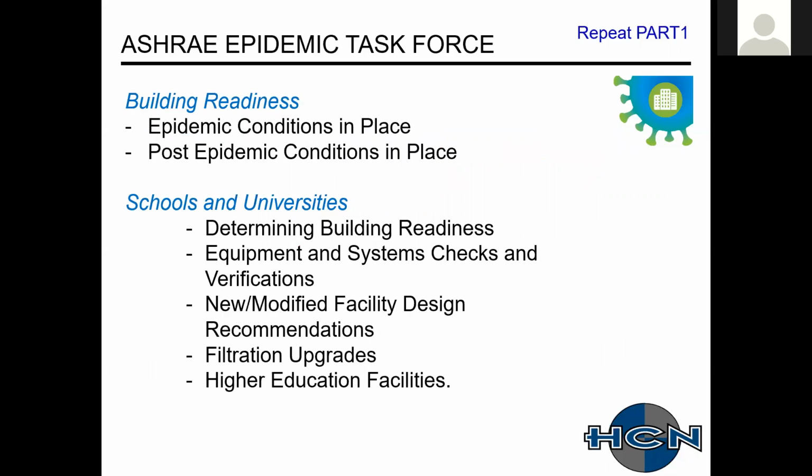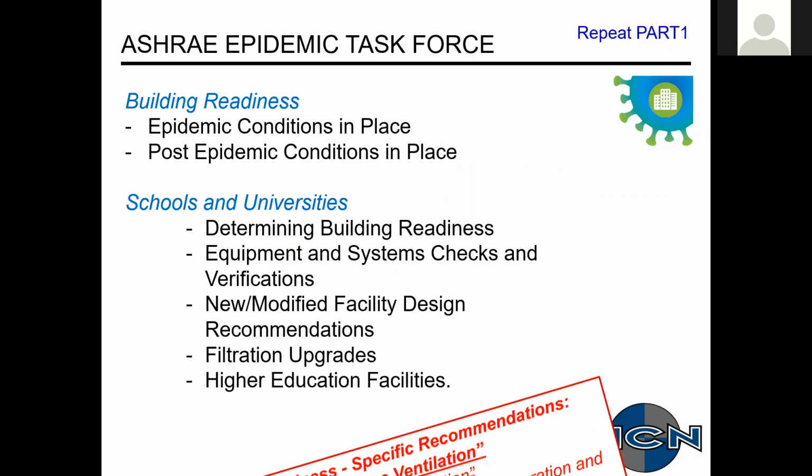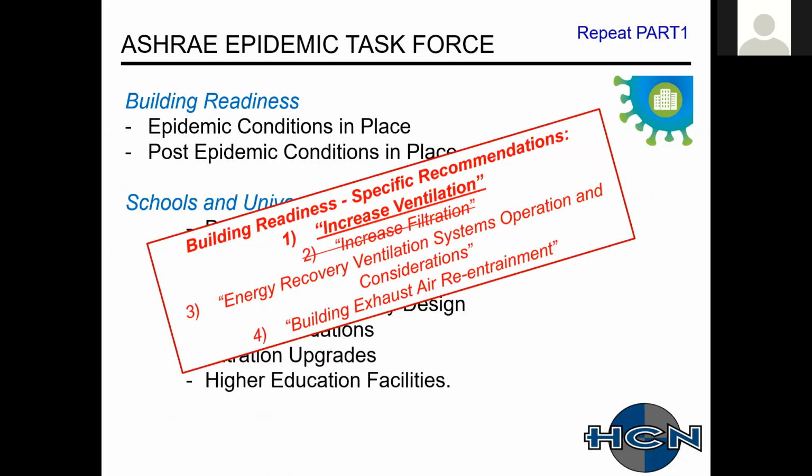Okay. And then repeating once again, the building readiness and schools and universities documents. Not going to read these, but they do have a couple of broad different categories. What I want to focus on today is in the building readiness, they have specific recommendations. We're going to talk about increased ventilation today, increased filtration, which I've crossed out, which was done in part one. And then number three is energy recovery ventilation systems, operating considerations. We'll talk about that in part three.